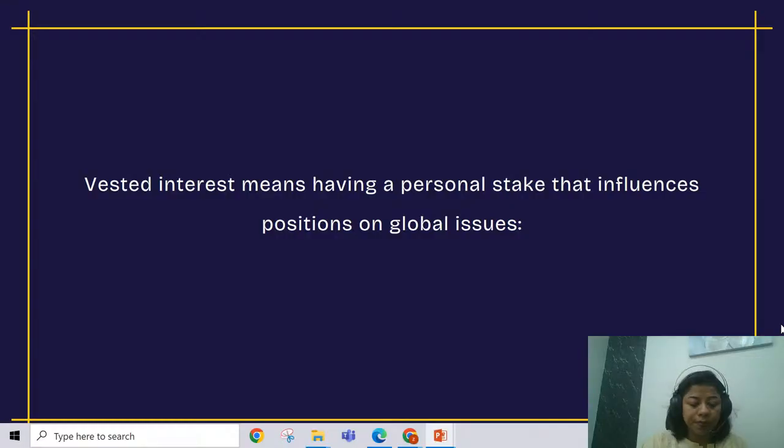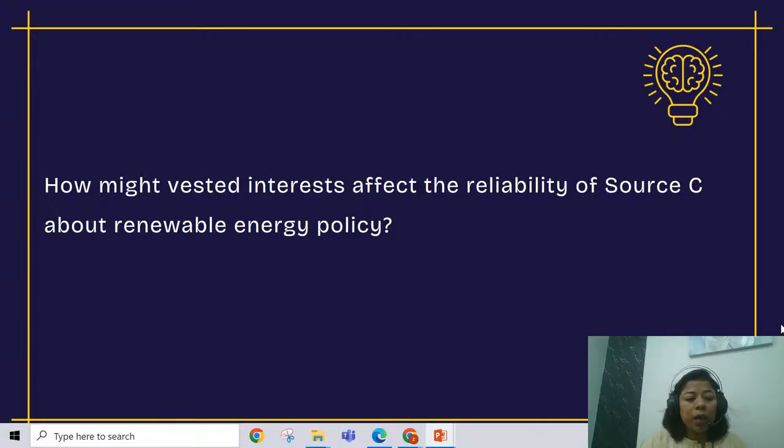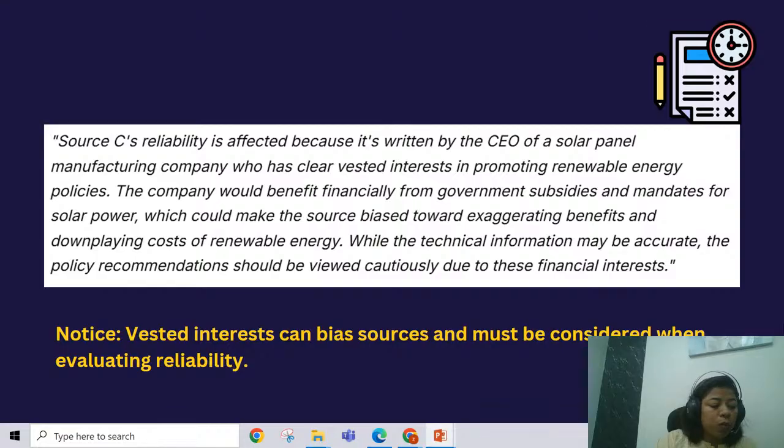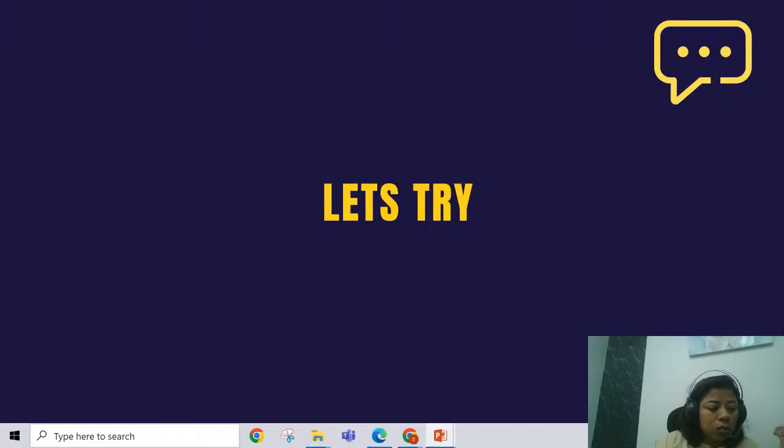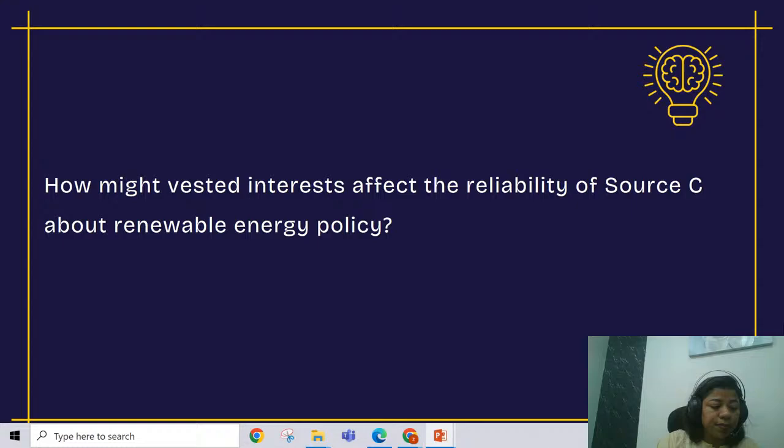to the answer. Now, I'll show you the question which is asked on this topic of vested interest. How might vested interest affect the reliability of source C about renewable energy policy? This is how the word vested interest is utilized in the question. And what do you expect? What does the examiner expect you to write?